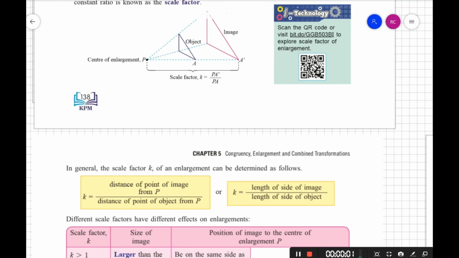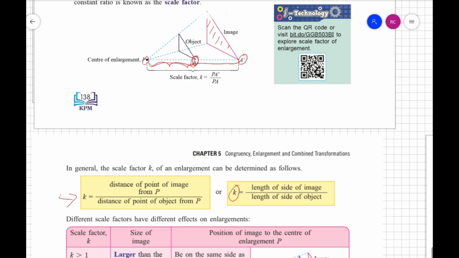So in general, we can see that the scale factor K is equal to the distance of the point of the image from P. This is the image. The distance of the point of the image from P over the distance of the point of the object from P. So this is the object, over this part over here. It also can be determined as K is equal to the length of a side of the image over the length of the object. Either one, you have to find the corresponding side. So it must be the side that corresponds.